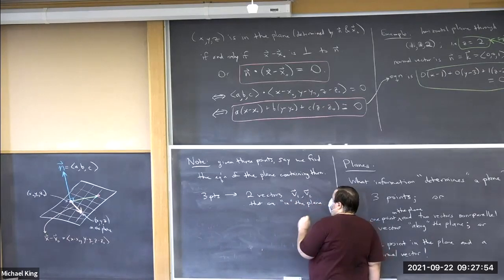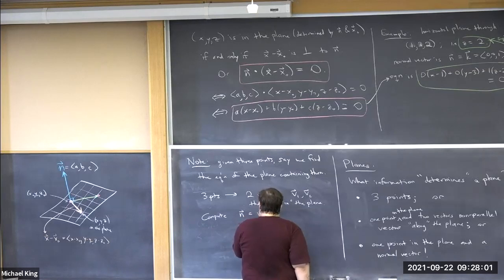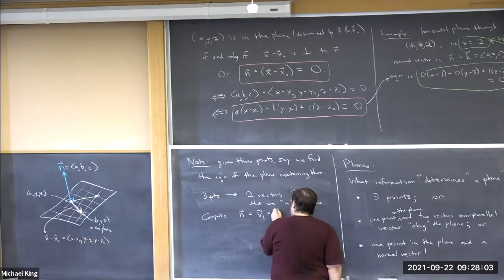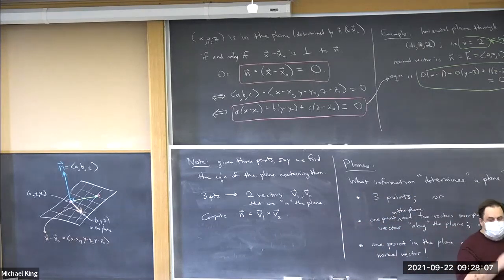And then compute N is V1 cross V2, right? So you can actually compute the cross product of V1 and V2, and that is definitely perpendicular. Since it's perpendicular to both V1 and V2, it's perpendicular to the whole plane, right?